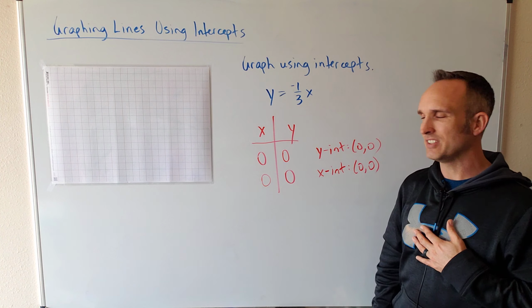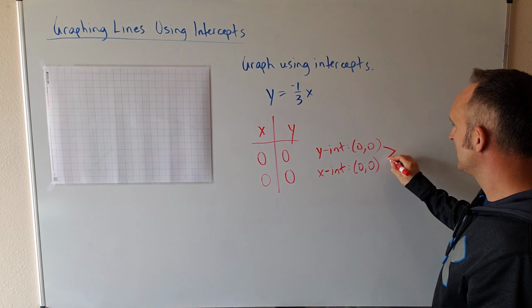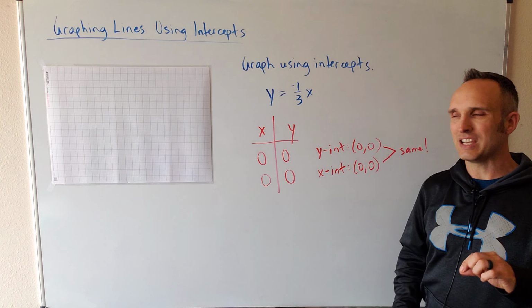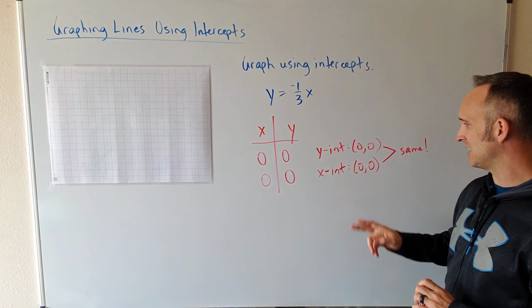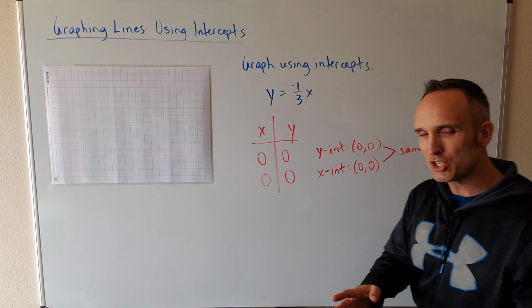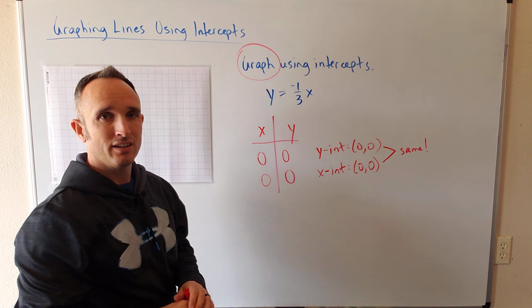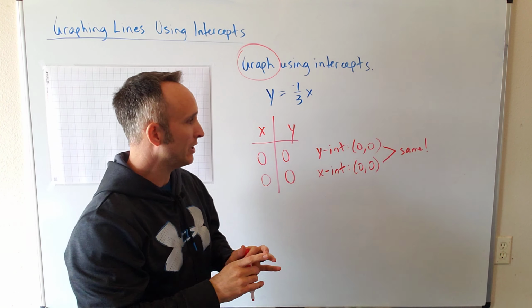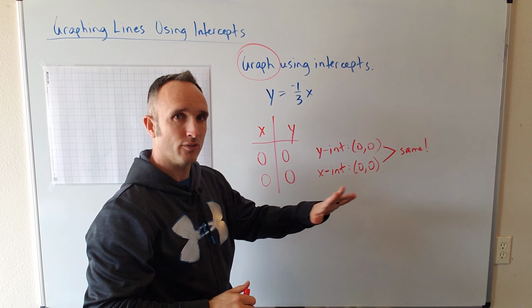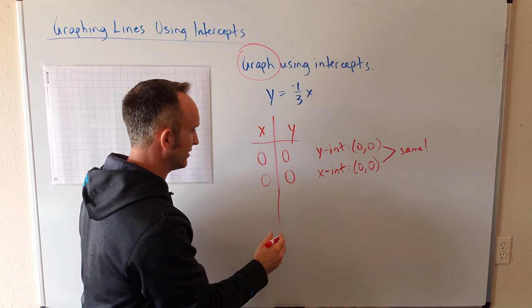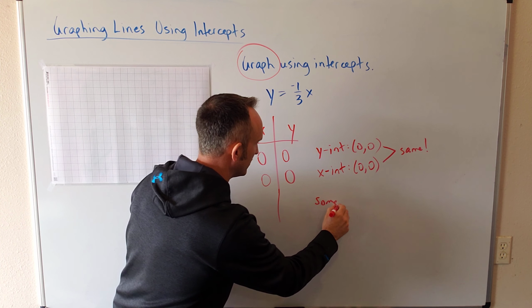So I want to do this example because sometimes your x and y-intercept are the same point, and the only place that can happen is at 0, 0. The issue with that is if you want to actually graph, you need 2 points. And we don't have 2 points here. So if I wanted to graph this, I'd have to get some other point. I'd need some other point.